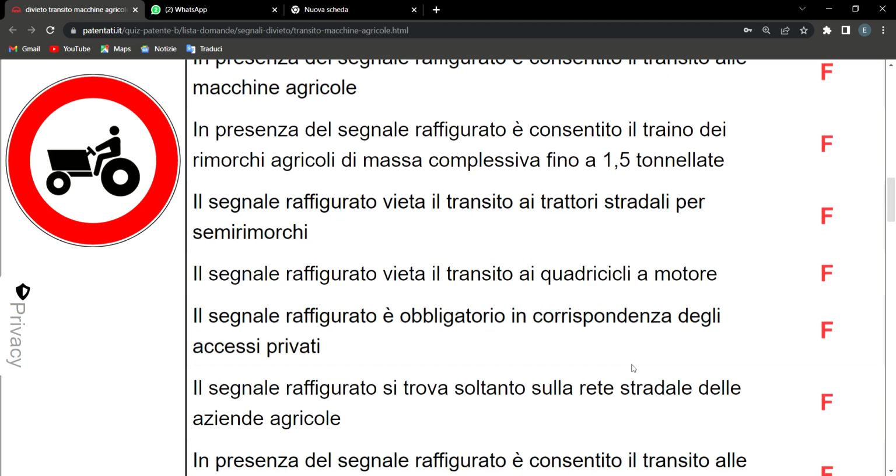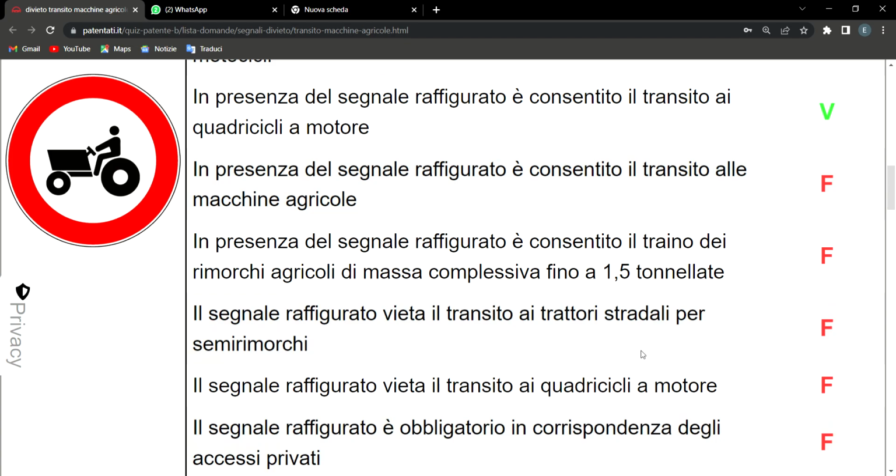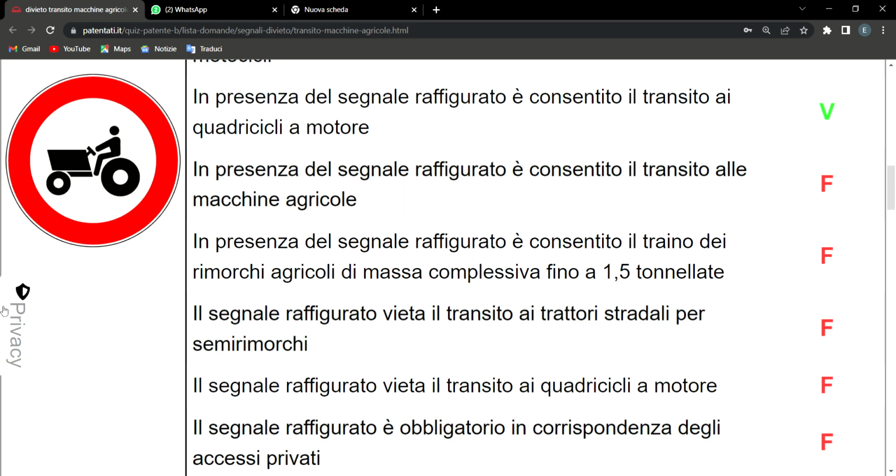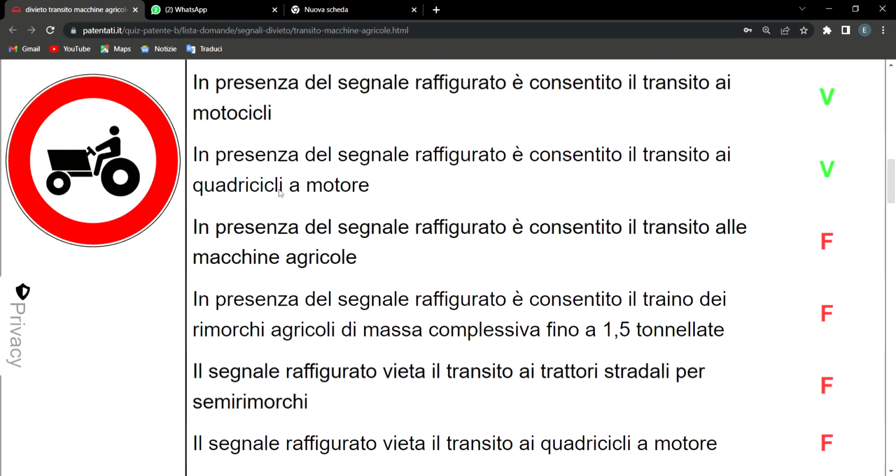So other quiz questions that we need to consider relative to this term. Now, in the aspect of falso, let us look at the reasons why all these are falso.